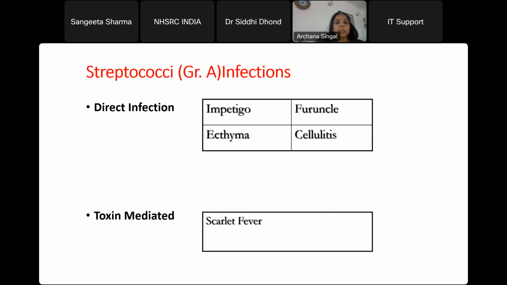Streptococci cause impetigo, furuncle, cellulitis, ecthyma, and can also lead to a toxin-mediated rash, which is known as scarlet fever.